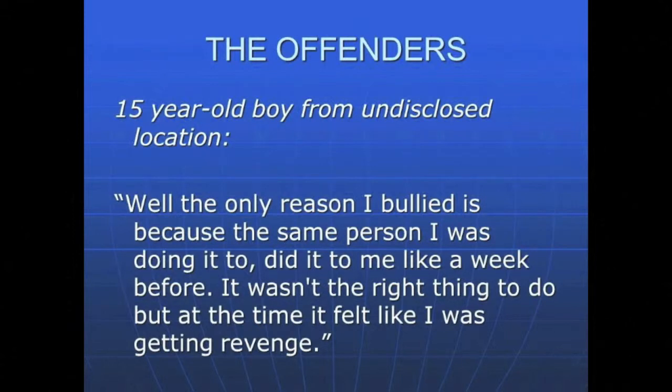One is a 15-year-old boy who said, "Well, the only reason I bullied is because the same person I was doing it to did it to me like a week before. It wasn't the right thing to do, but at the time it felt like I was getting revenge."